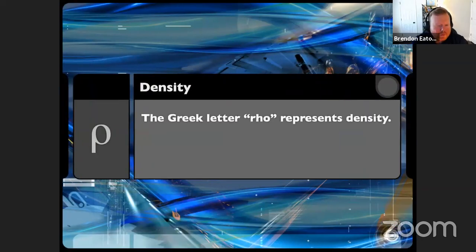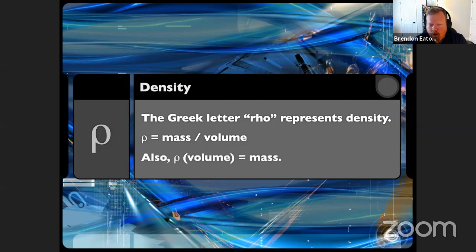And as you may recall from chemistry class, or any science class for that matter, the Greek letter rho represents density. You should have seen this symbol before. And density is actually defined by mass per unit volume. So it's mass divided by volume. And also, rho times volume gives you what? It gives you mass. So just rearranging that equation, you can solve for the mass of an object pretty easily.